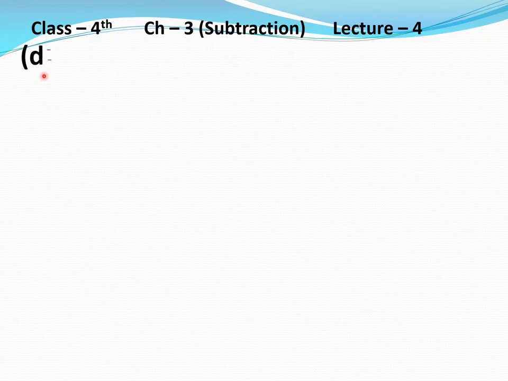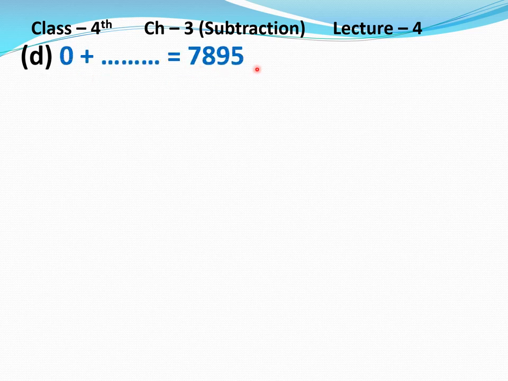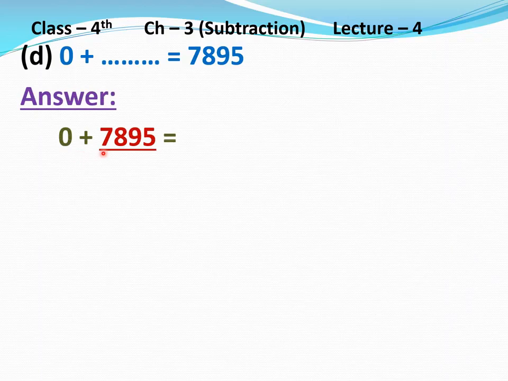Now D part. 0 plus dash equal to 7,895. See, answer is 7,895. So, what we will write here? We will write here that same number, that is 7,895. Means 0 plus 7,895 equal to that same number, that is 7,895. Okay, so write down answer. 0 plus 7,895 equal to 7,895.